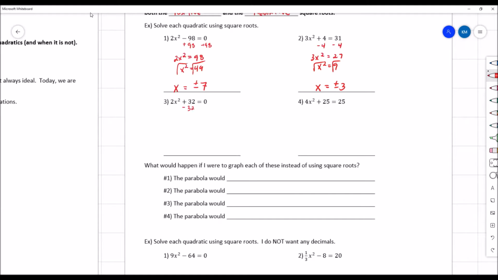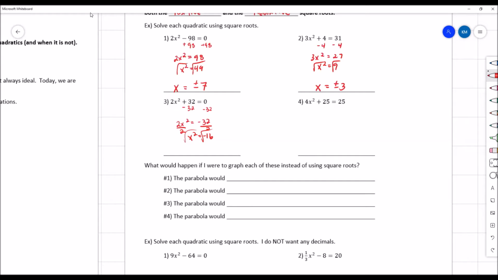Subtract 32. So 2x squared equals negative 32. Divide by 2. We get x squared equals negative 16. If you try to take the square root of this, your calculator should say domain error or something of the sort. Because remember, you cannot take the square root of a negative number.